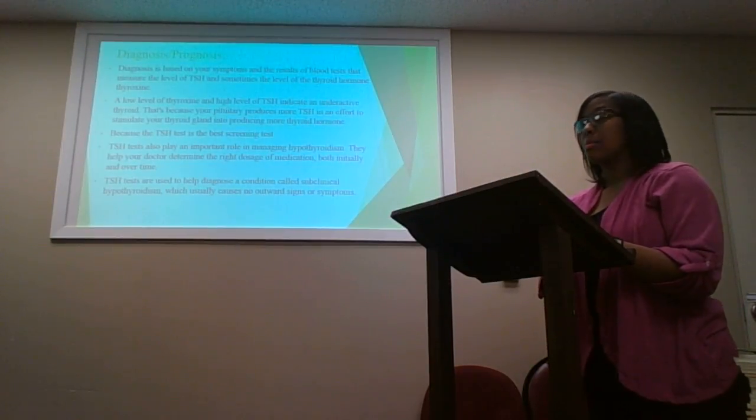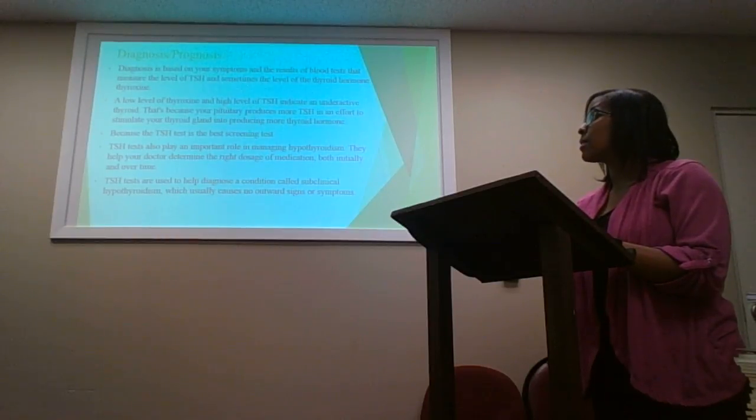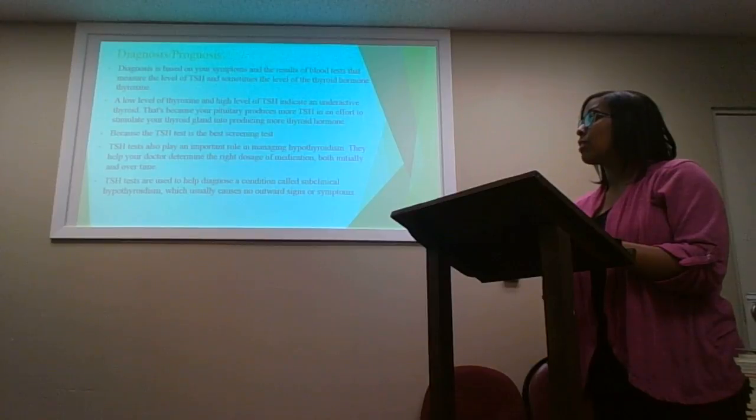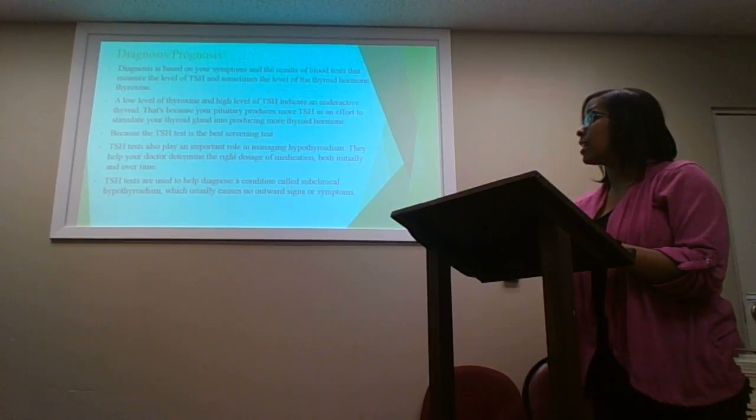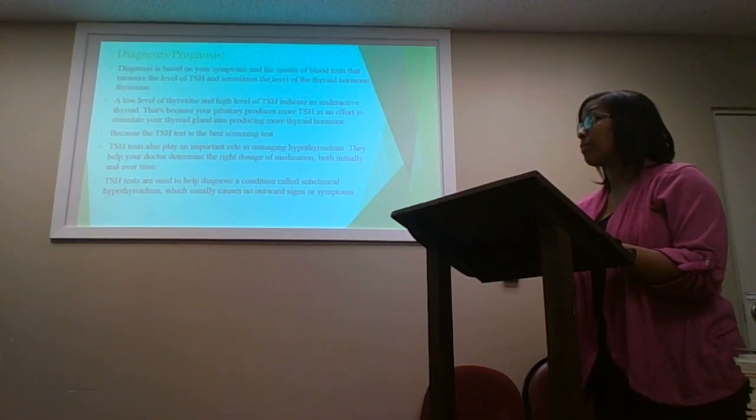The diagnosis and prognosis. Diagnosis is based on symptoms and the results of the blood test that measures the level of TSH and sometimes the level of the thyroid hormone thyroxine. A low level of thyroxine and a high level of TSH indicate an underactive thyroid. That's because your pituitary produces more TSH in an effort to stimulate the thyroid gland into producing more thyroid hormone.